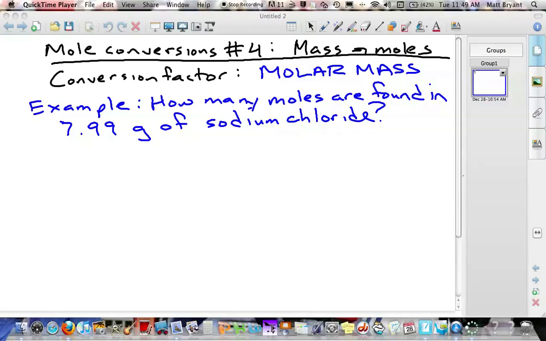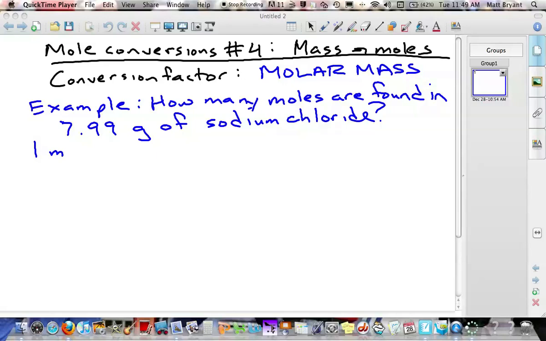So, here's our example. This is the opposite of what we did before. In our first example, we were given a number of moles, and we needed to figure out the mass. And now in this example, we're given the mass, in this case 7.99 grams of sodium chloride, and we're asked to find the number of moles. Again, the conversion factor is exactly the same. And since we're using the same substance that we used in the first example, I'm going to assume that you just watched that, and I'm going to use the same information that we had before.